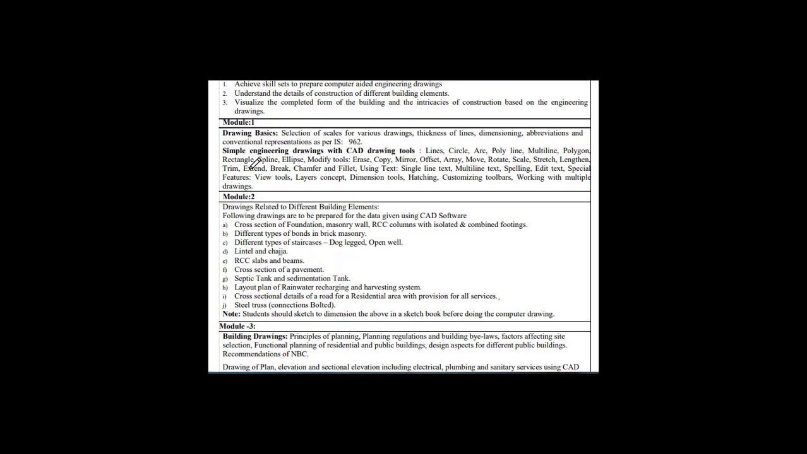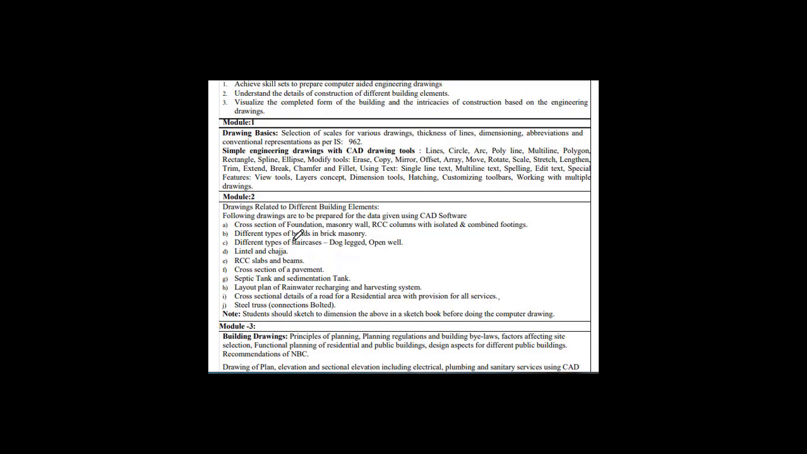As you come to module 2, what we have to learn is to draw cross section of foundation, masonry wall, RCC column with isolated and combined footing. Three things here: cross section of foundation, masonry wall, RCC column with isolated and combined footings. The second one is different types of bonds in brick masonry, such as English bond, Flemish bond, like that. Drawing of different types of bonds we will understand here.